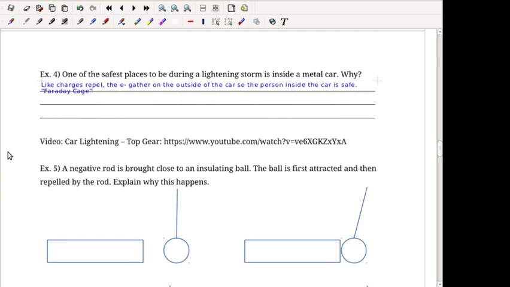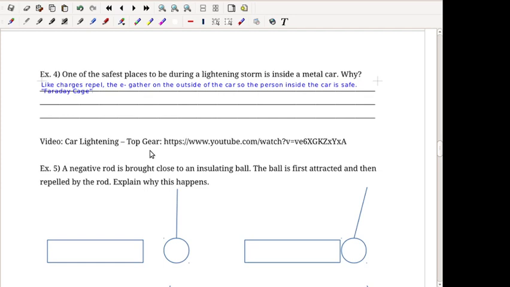So take a pause in this video for a minute, and check out this video called Car Lightning from Top Gear. It's also linked in your Google Classroom assignment. It shows a guy getting hit by lightning inside a car. So pause your video, go watch the Top Gear video, then come back.